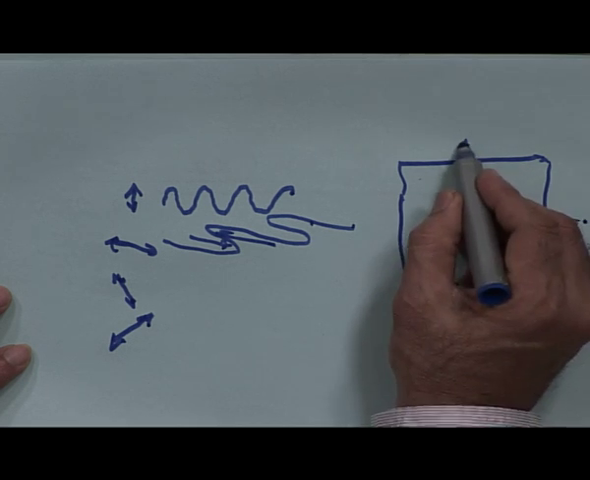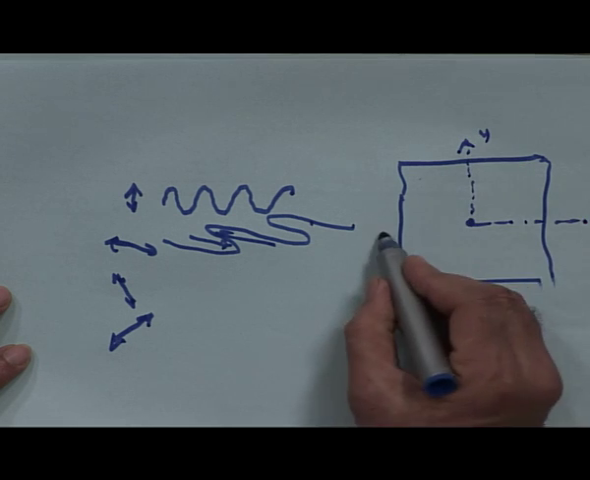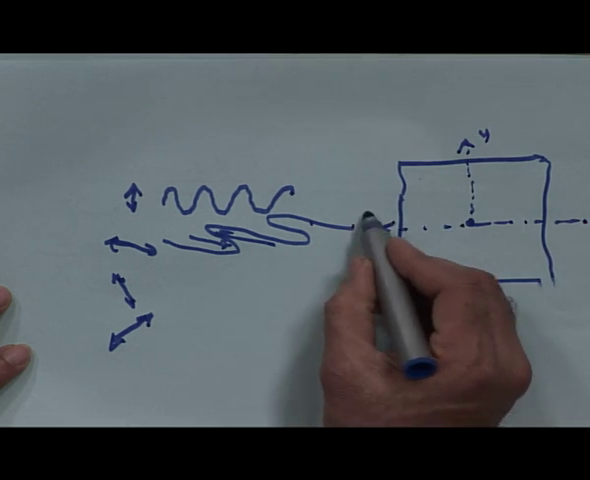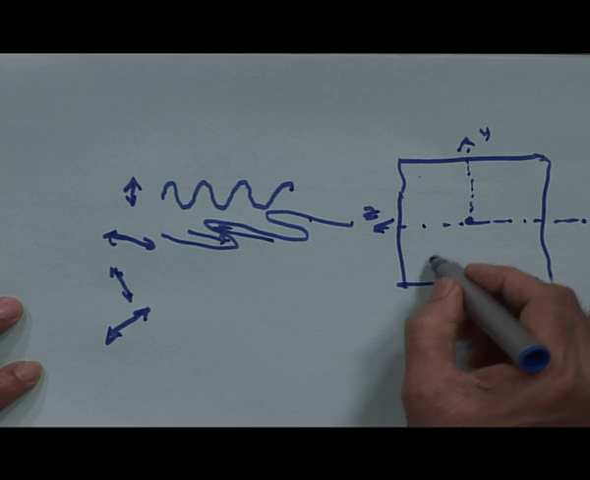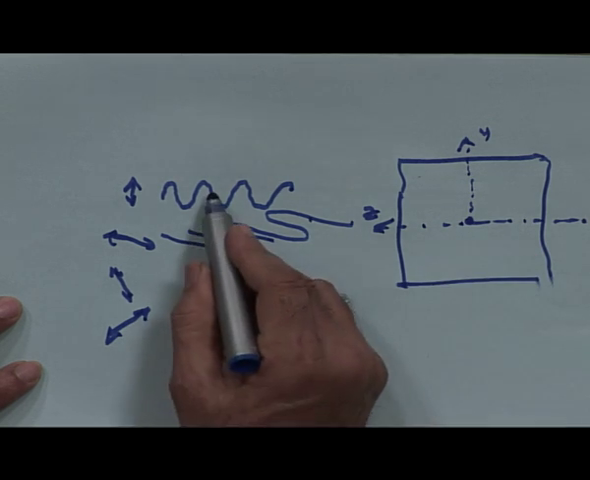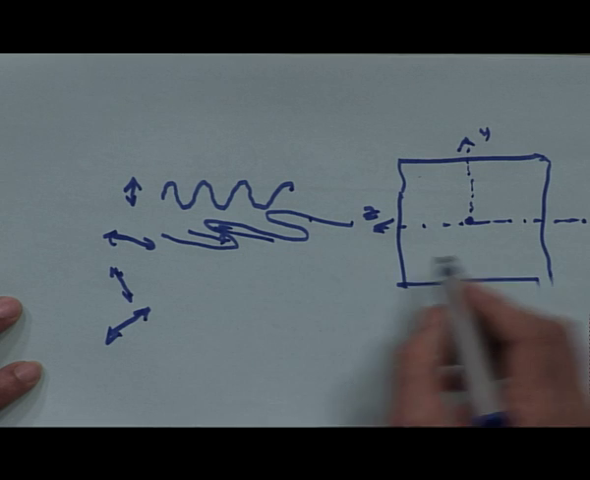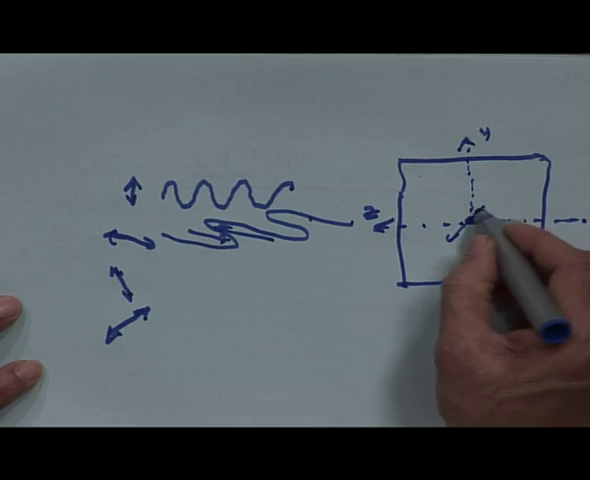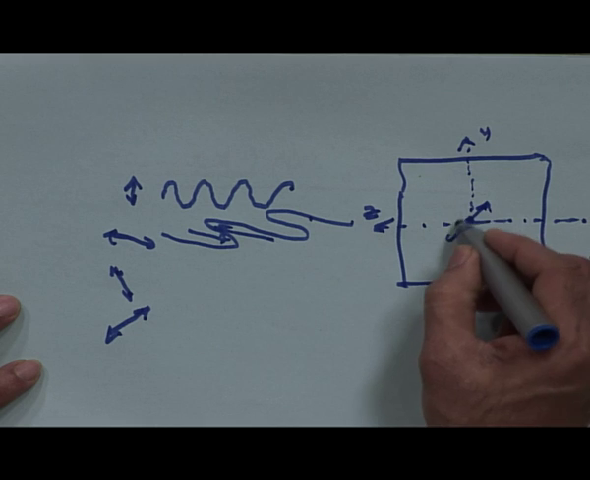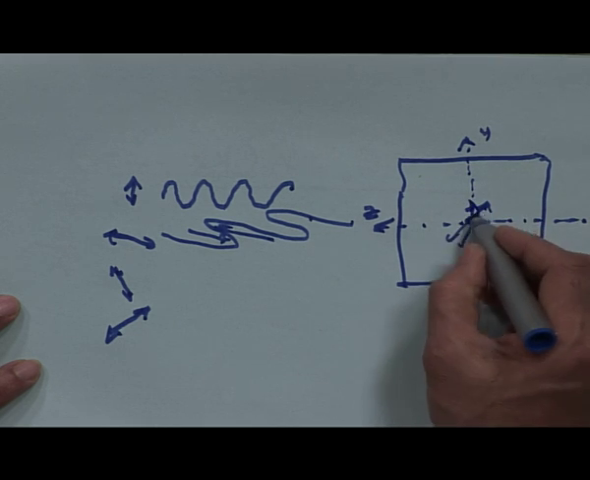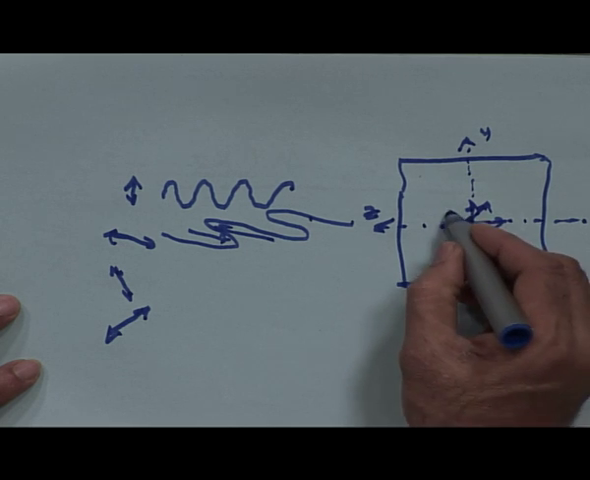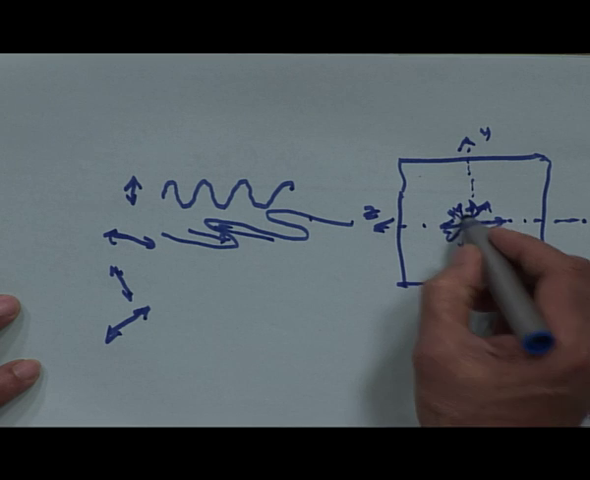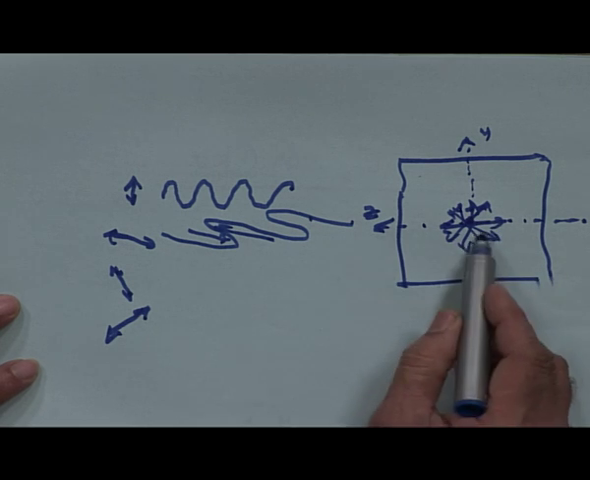So, this is the y and this is the z axis and x is coming out. Then each one of them is linearly polarized, but we will have vibrations varying like this, some in the y direction, some in the z direction, some at various angles. In other words, the polarizations are random.